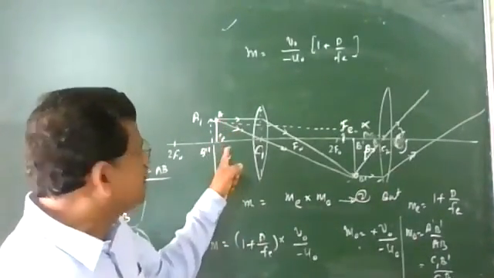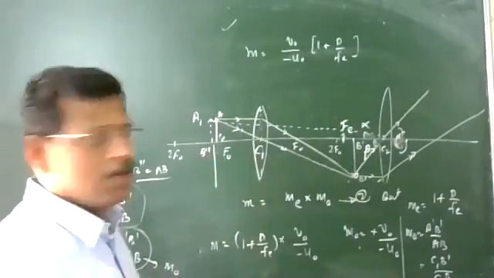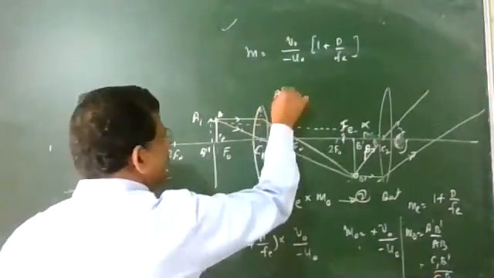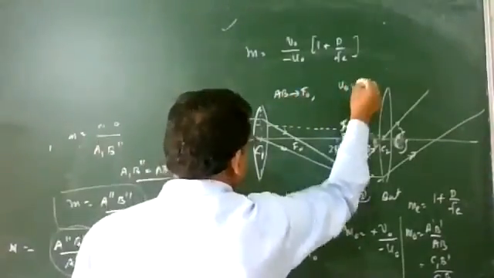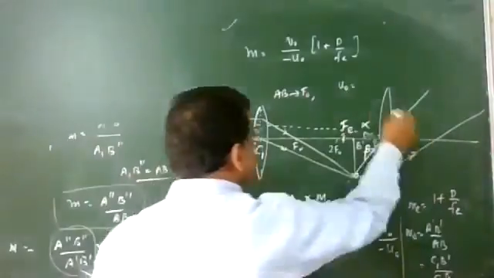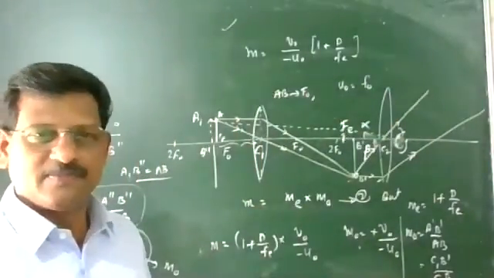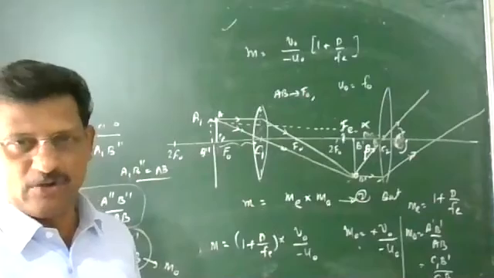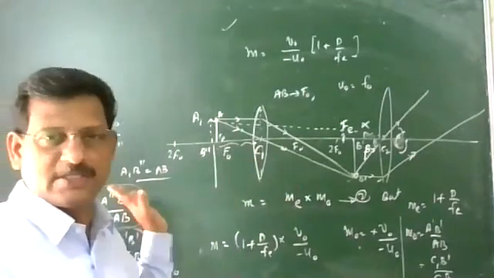Object AB is very close to F naught. So what we can write is that U naught can be taken as the focal length of the objective lens. So U naught can be taken as F naught. This AB is very close to F naught, so the object distance of the objective lens can be taken as F naught.